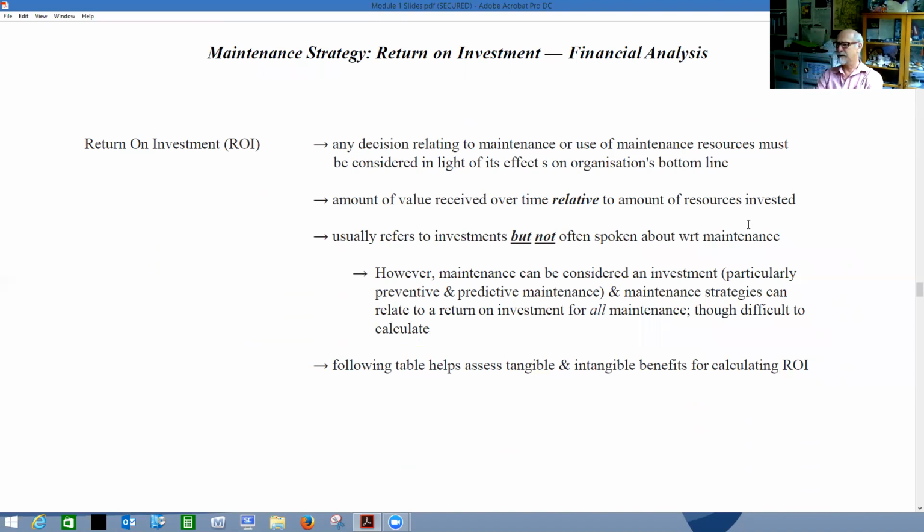So for return on investment, any decision relating to maintenance or use of maintenance resources must be considered in light of its effects on the organisation's bottom line. The amount of value received over time is relative to the amount of resources invested. It usually refers to investments, but is not often spoken about with respect to maintenance. So again, it's probably a good thing to think about.